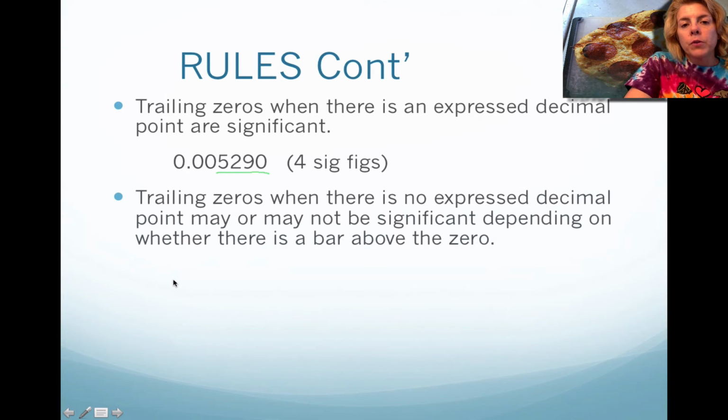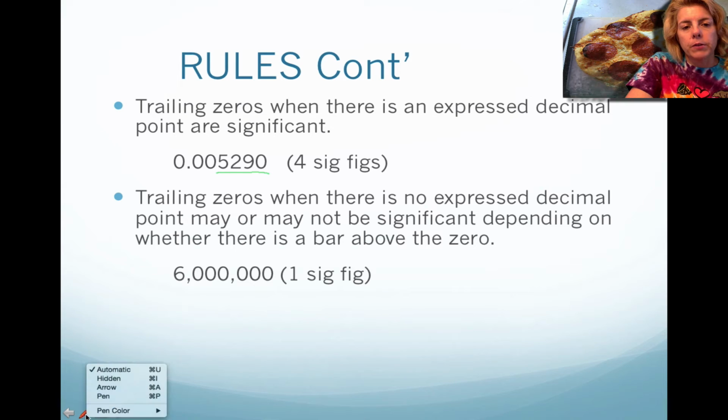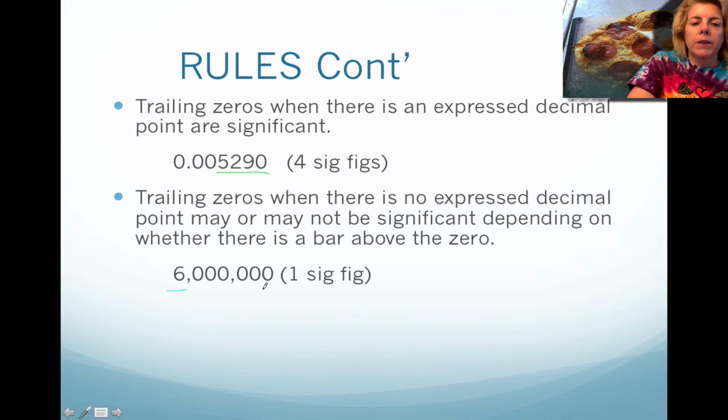Okay, when there's no decimal point, they may or may not be significant. So let me show you here. This is what I was referring to. Here we have 6 million. The 6 is the only significant figure. The rest of these are just placeholders. Now, if I put a decimal at the end of this, I would have to count it as significant, and that would be 7 significant figures. Here we only have 1.